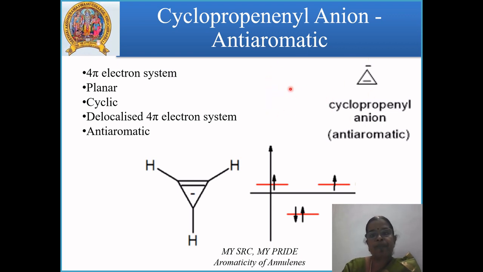Cyclopropenyl anion. The 2 pi electrons from the one pi bond and a negatively charged carbon contribute 2 electrons for the delocalization. Totally, it is a 4 pi electron system. Planar cyclic 4n pi electron systems are anti-aromatic. So this cyclopropenyl anion is anti-aromatic. You can see from the molecular orbital diagram, two unpaired electrons are present in antibonding molecular orbitals, so it is highly reactive and unstable.